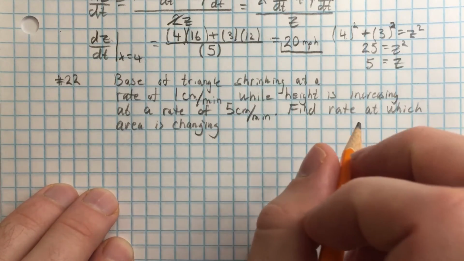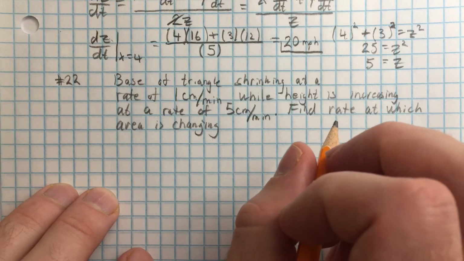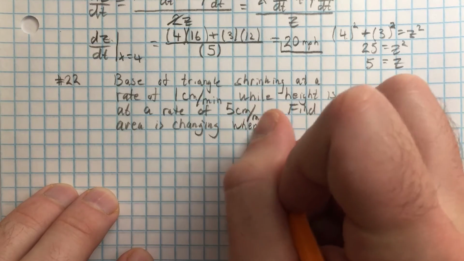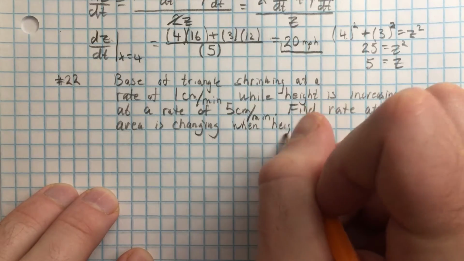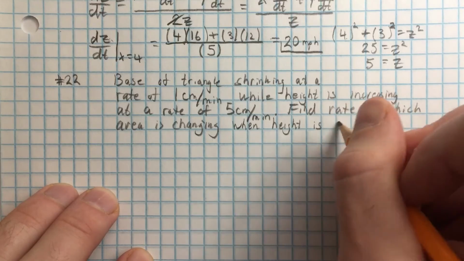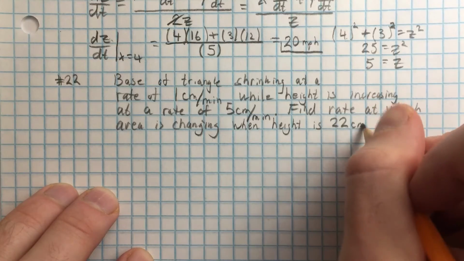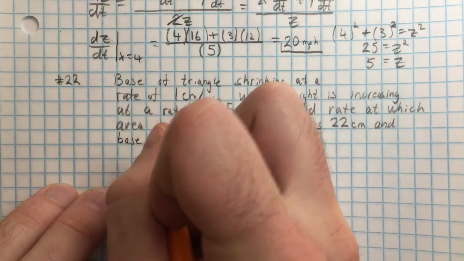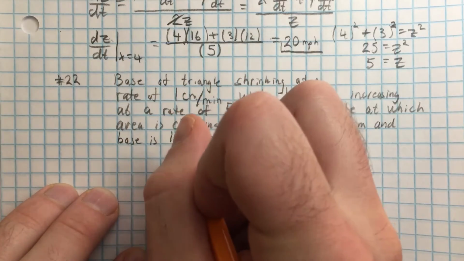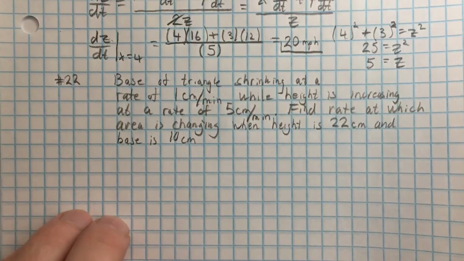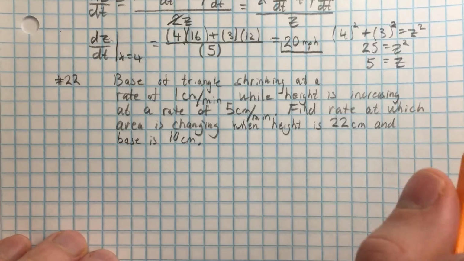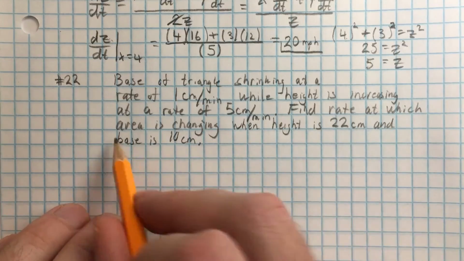Right, when height is 22 and base is 10. The height is 22 centimeters and the base is 10 centimeters. All right. So the rate at which area is changing.